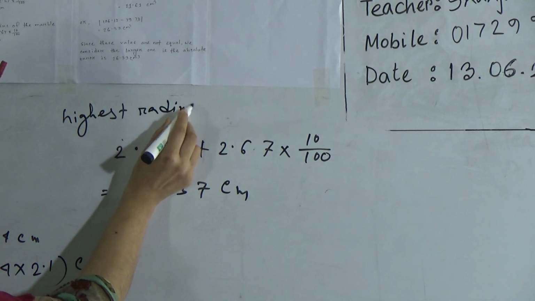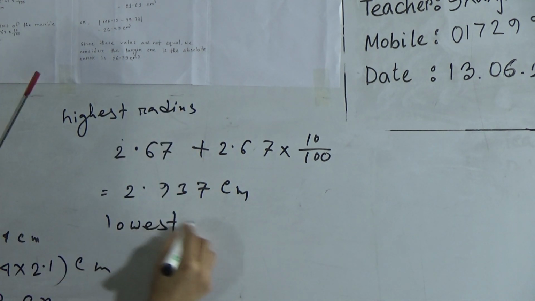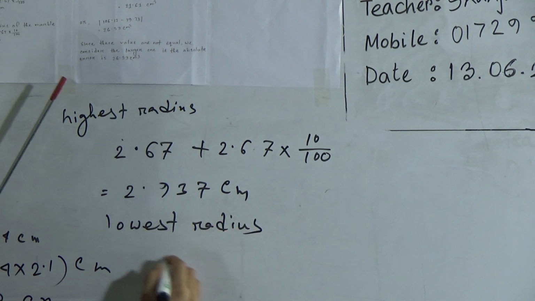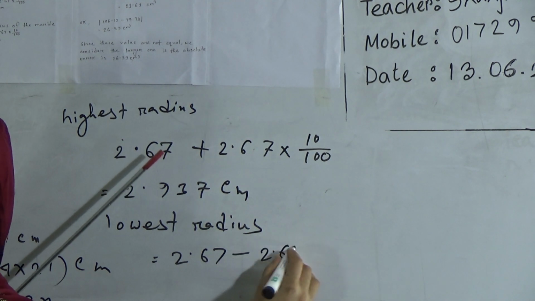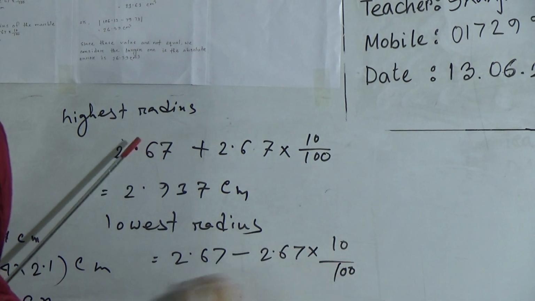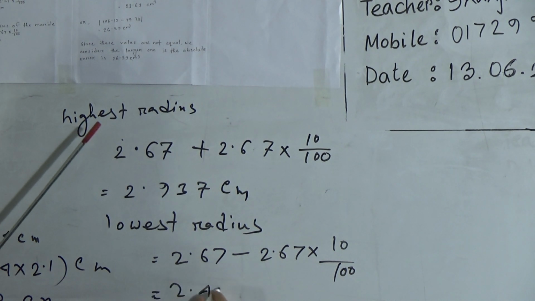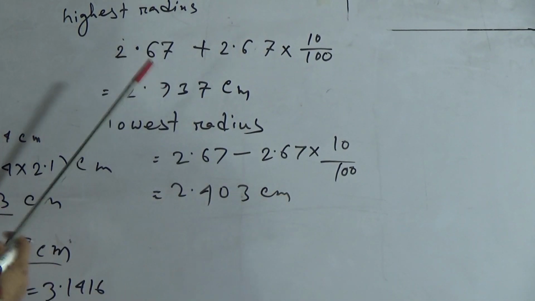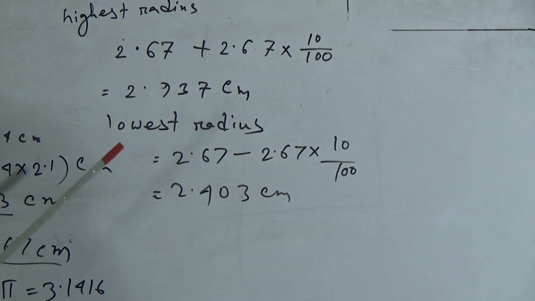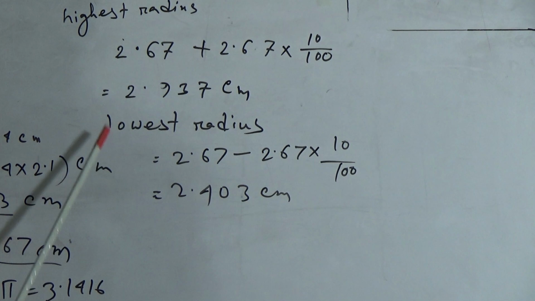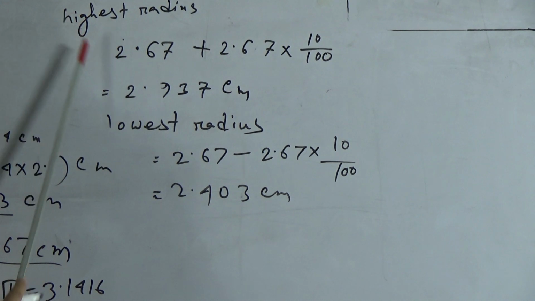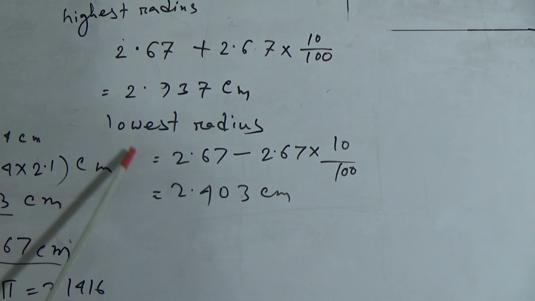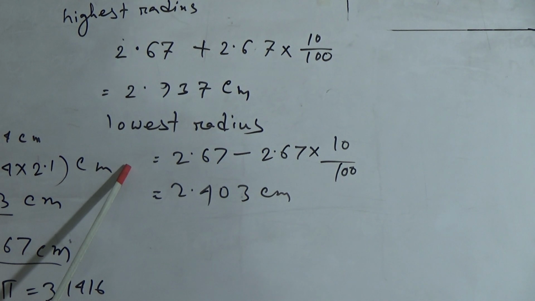Now the lowest radius of the marble will be 2.67 minus 2.67 into 10 divided by 100, that means 2.403 centimeter. This is the lowest radius of the marble. And now the highest volume of the marble we can also find out. Given the highest radius, we can find out the highest volume, and given the lowest radius, we have to find out the lowest volume also, then we will find out the absolute error.